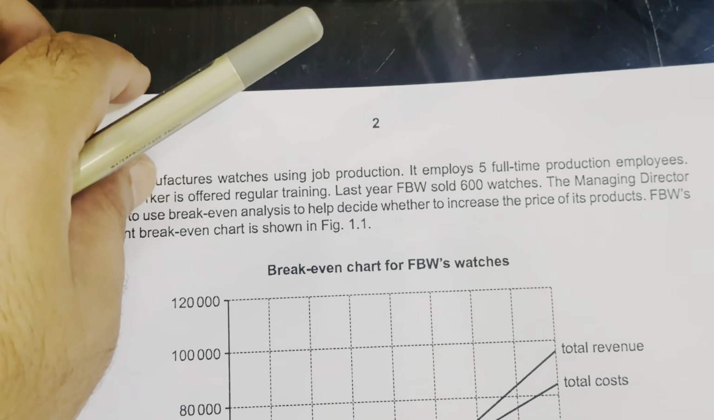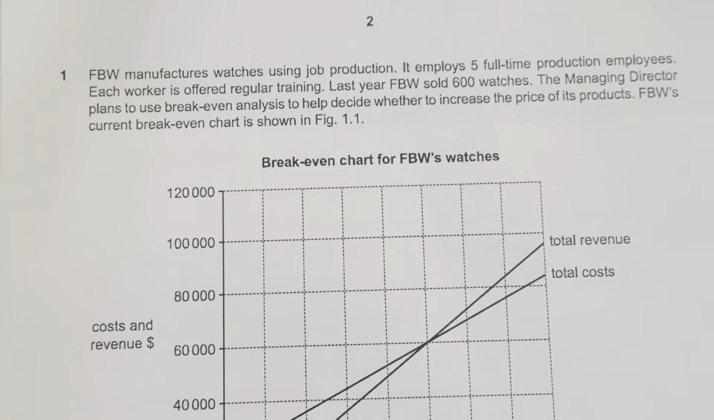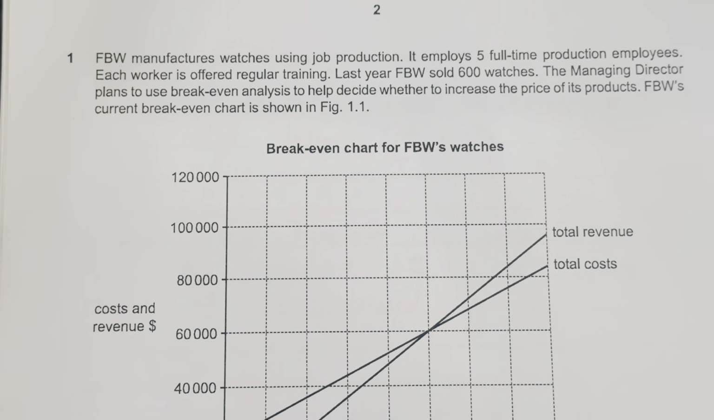Before making this video, I have already solved this paper, so I could explain each and every answer in detail. That might help you. FBW manufactures watches using job production. It employs 5 full-time production employees. Each worker is offered regular training. Last year, FBW sold 600 watches. The managing director plans to use break-even analysis to help decide whether to increase the price of its product.